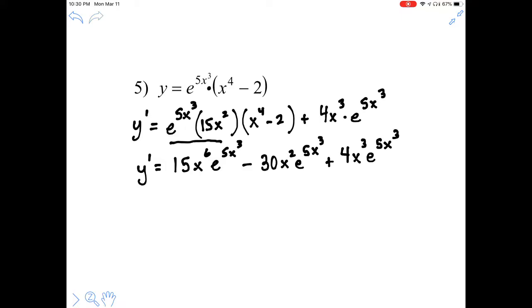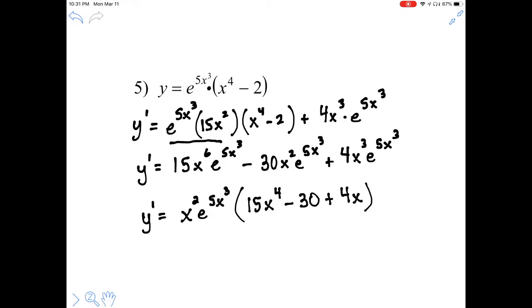And then I'd accept this for 4 points if you wanted to factor out, though, a common factor between each of these three terms there. They each have an x squared and an e to the 5x cubed. If you wanted to factor that out, you'd be left with 15x to the 4th minus 30 plus 4x.